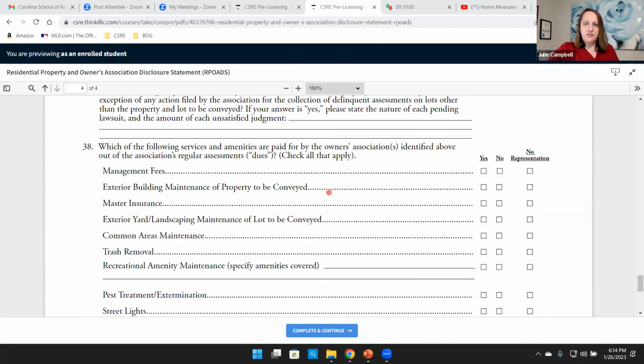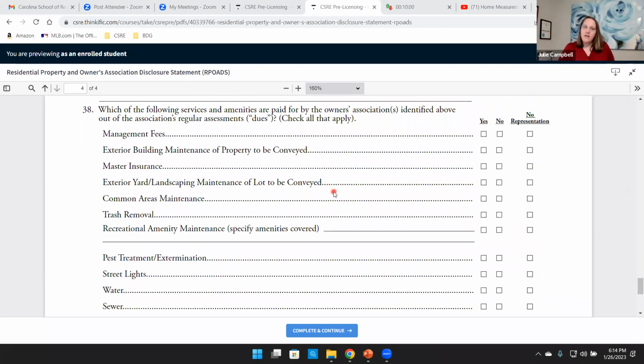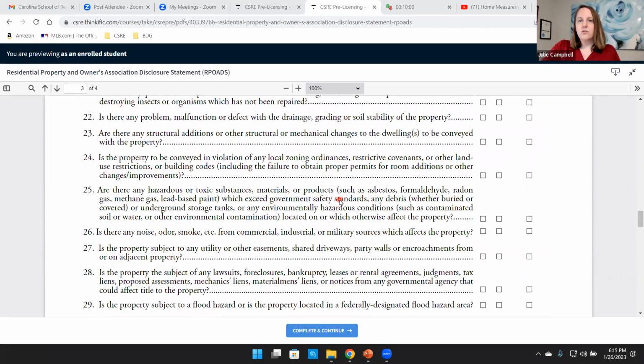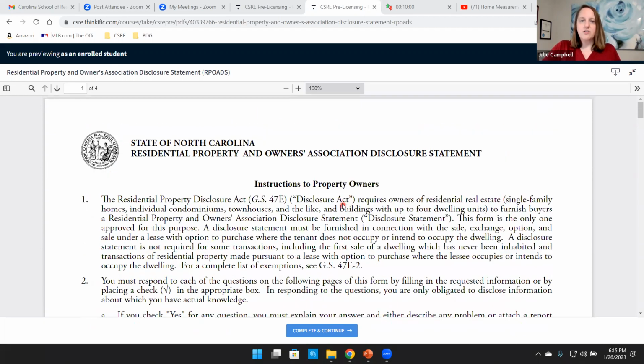And then the last piece of this, which I actually like a whole lot, the seller can, because buyers, when you find out they got to pay HOA dues, buyers want to know, what are they paying for? What's included in my HOA dues? So this gives us a nice little breakdown about things that may or may not be covered if the seller knows and if they're willing to represent that. So the first disclosure is our RPODs, Residential Property and Owner Association Disclosure Statement.